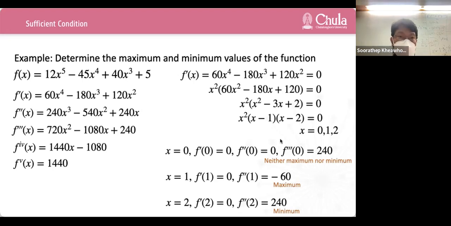So in this case, n is 3, right? n is 3, that means n is an odd number. So when x is 0, this point is neither maximum nor minimum, okay. You can see, now you can see my screen, right?